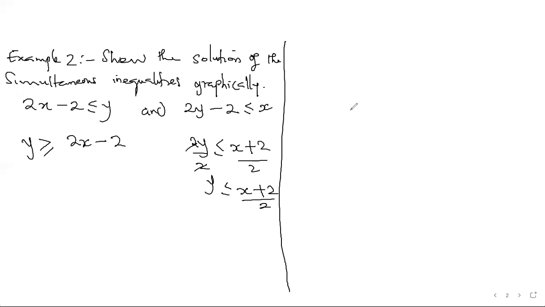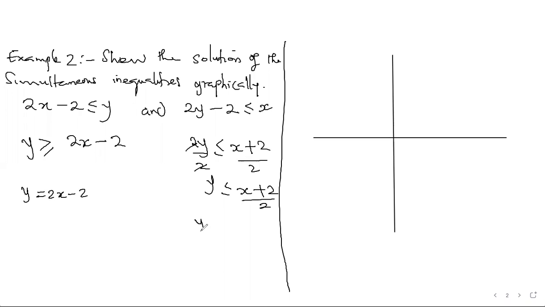I can then plot the line on the Cartesian coordinate. So if I want to plot the line, let me plot the line here. So now, that means I need to represent this on the graph, y equals 2x minus 2. This is the line that I want to draw. And I want to draw this line, y equals x plus 2 over 2, basically.